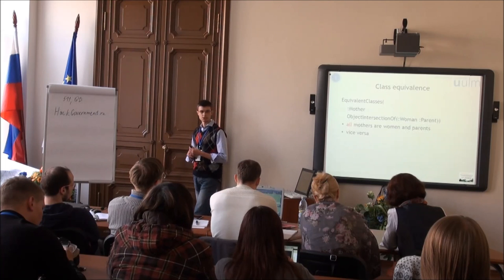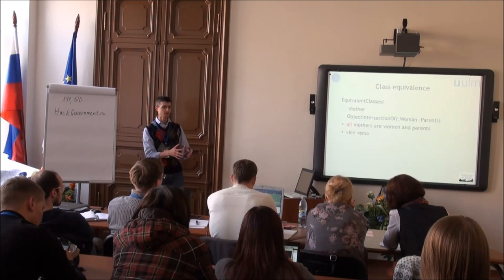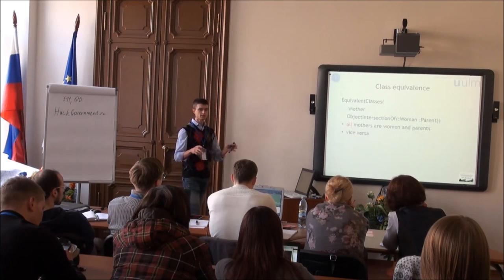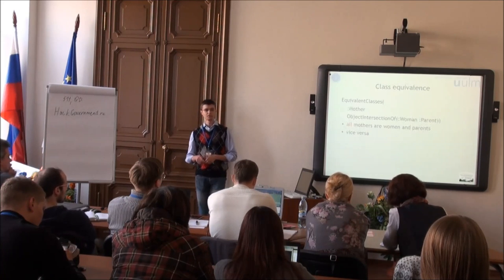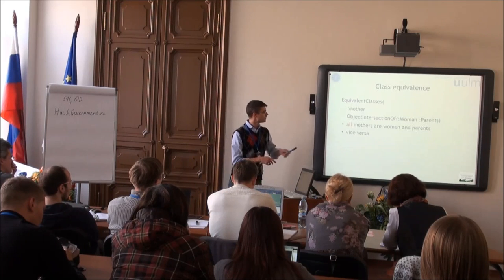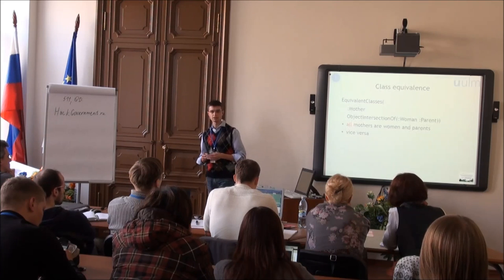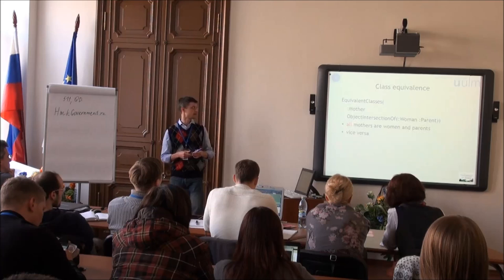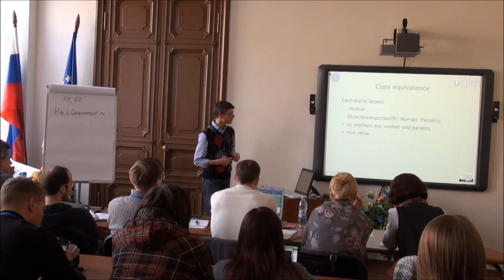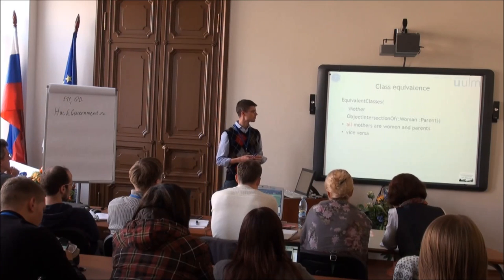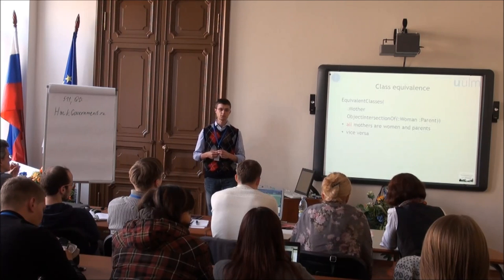Class equivalence is a stronger relationship between two classes. Instead of just saying that one class is a subclass of another, you can say the two classes are equivalent, which is syntactic sugar for subclass inclusion going both ways. So you can say that mother is equivalent to an intersection of woman and parent, which is exactly the same as saying that mother is a subclass of the intersection and the intersection is a subclass of mother. So informally that means all mothers are women and parents, and every object that is both woman and parent is a mother.